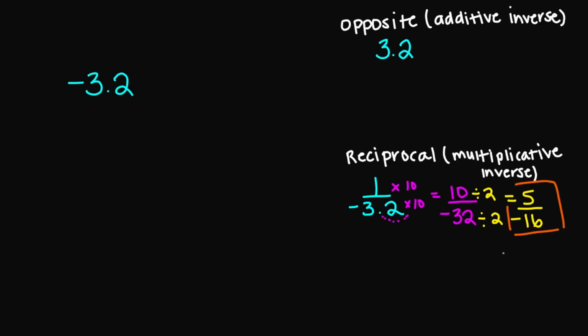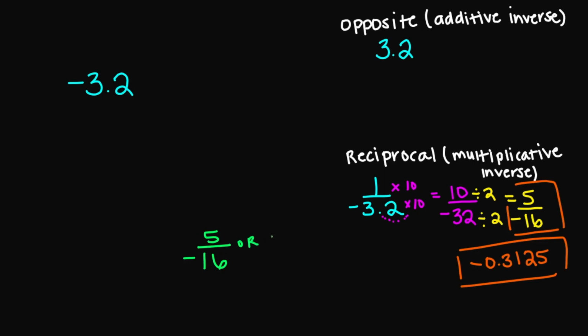And then in decimal form, this is going to be negative 0.3125 if you were to write this in decimal form. And then your fraction form would be 5 over negative 16. Remember, your negative could be in the denominator, or it could be in the numerator, or you can just add it to the middle of the fraction.